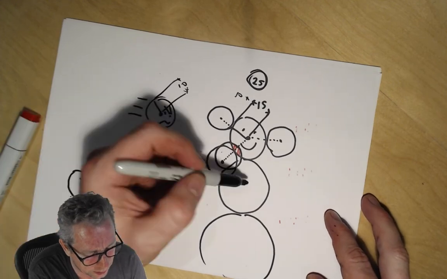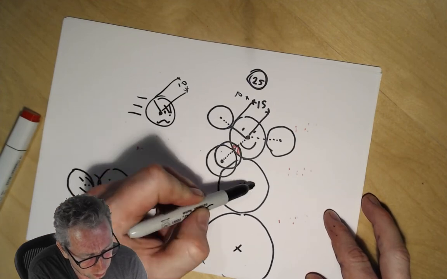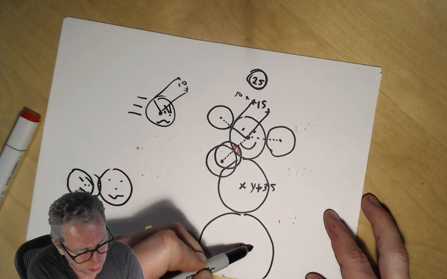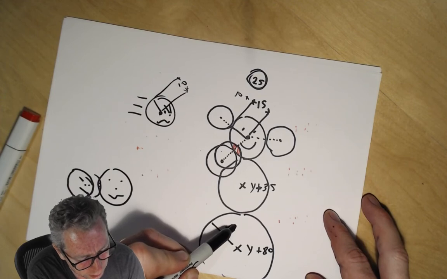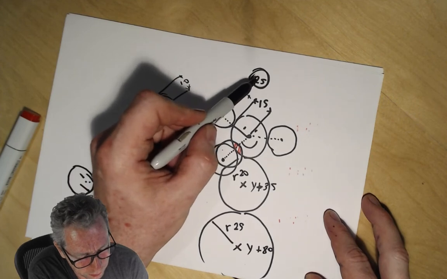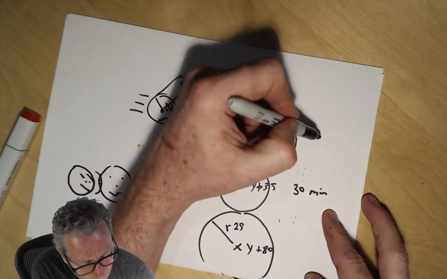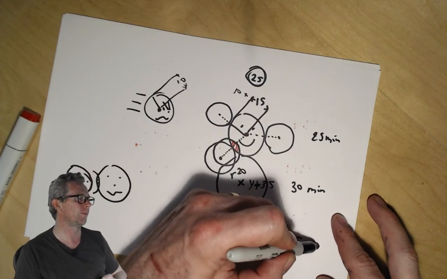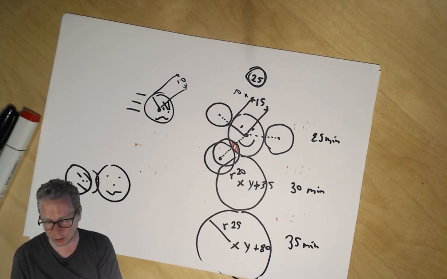Basically, it's exactly the same test. We just need to change the y value plus 35 and y plus 80, and change this radius. So this radius is 25 and this radius is 20. So that minimum distance here is 25, here it's 30, and here it's 35. So that's all of the info we need to do the rest of the tests.